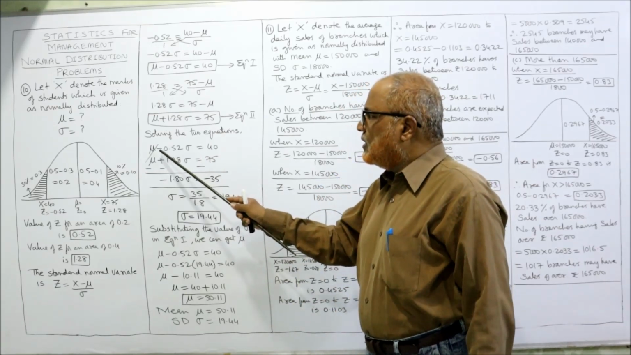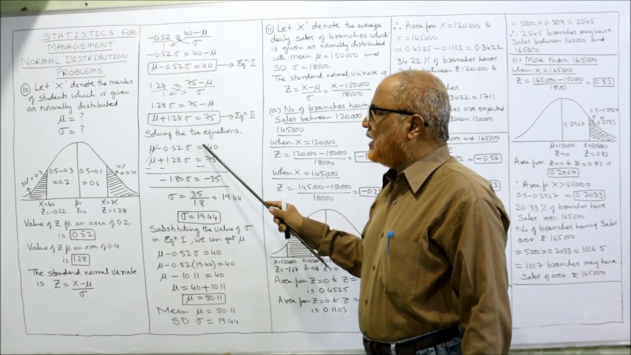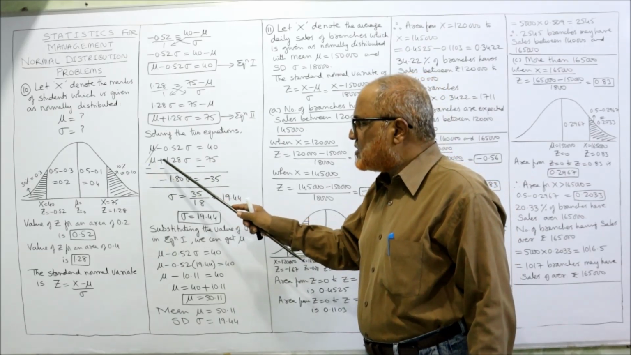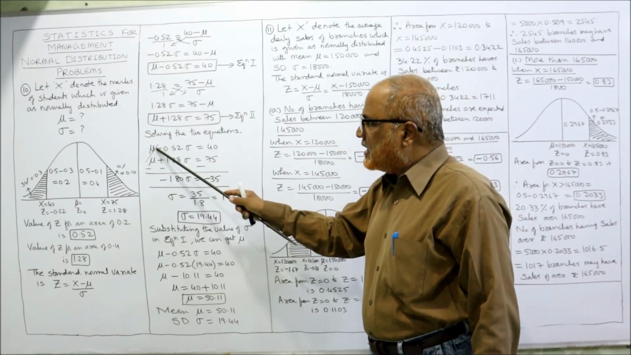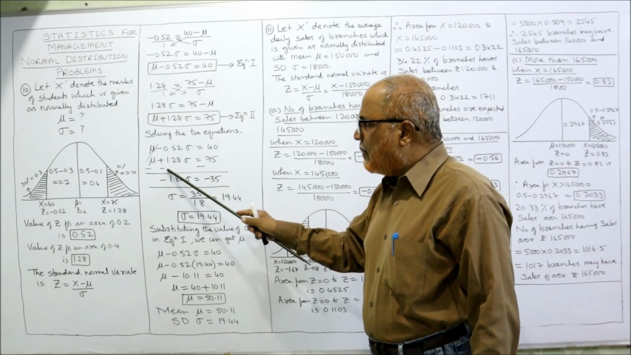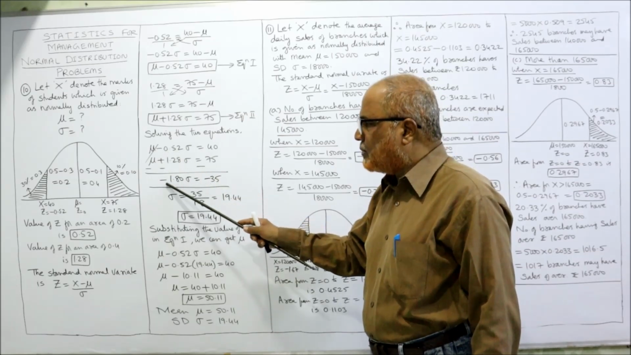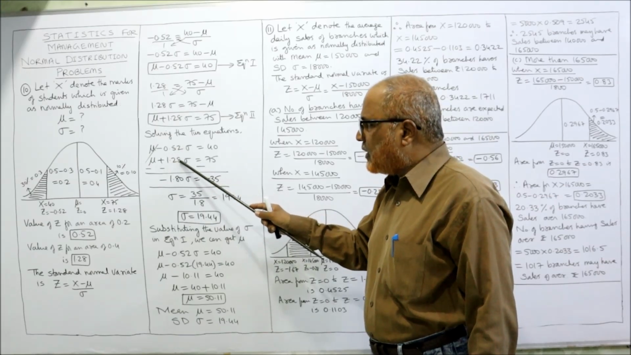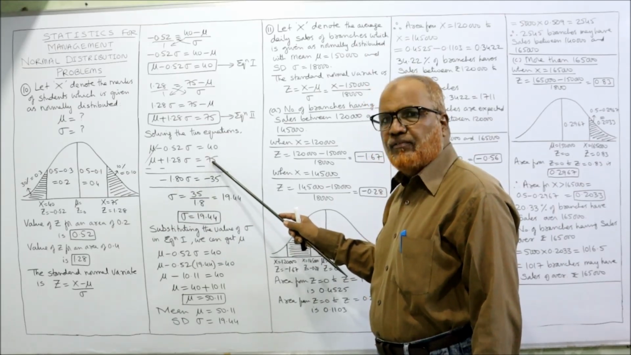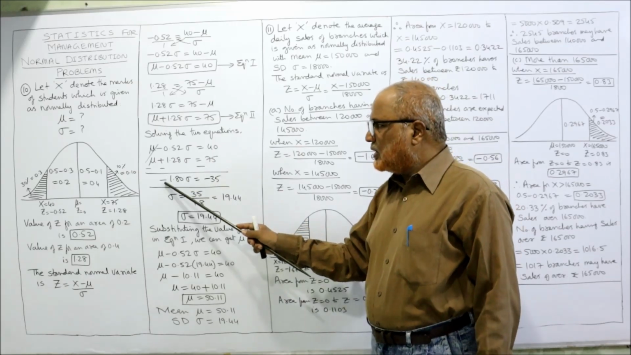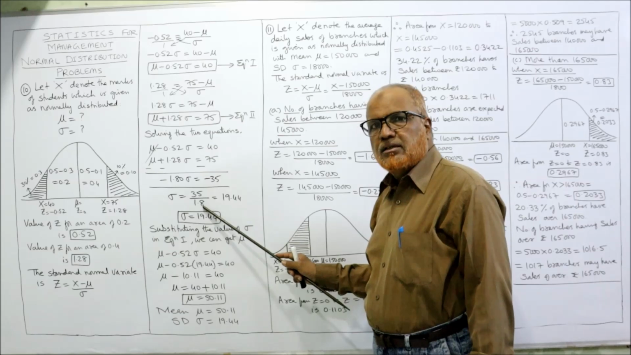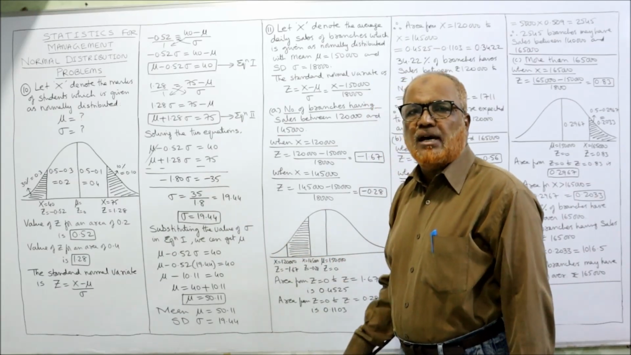The first equation, mu minus 0.52 sigma is equal to 40. Second, mu plus 1.28 sigma is equal to 75. Change the signs. This plus will become minus, plus will become minus. So plus mu minus mu will get cancelled. So minus 0.52 sigma and minus 1.28 sigma. Now both add up. 0.52 plus 1.28, 1.80 sigma. So minus 1.80 sigma is equal to 40 minus 75, minus 35. Now minus is there on the LHS, minus is there on the RHS, cancelled. So sigma is equal to 35 by 1.8. You will get 19.44.